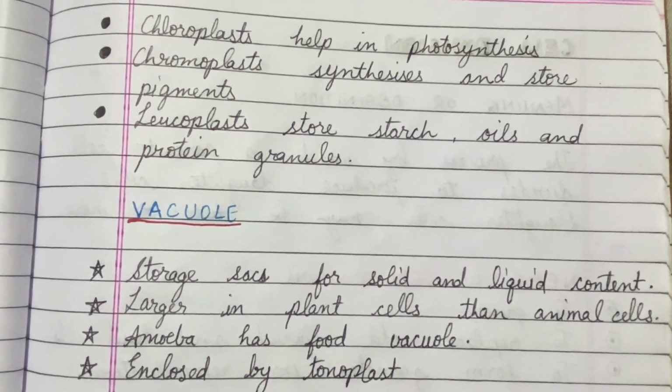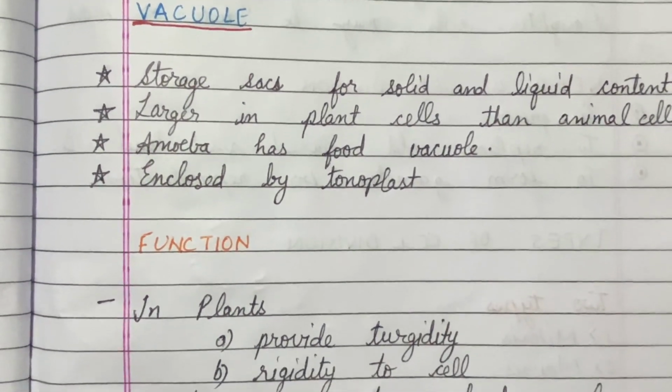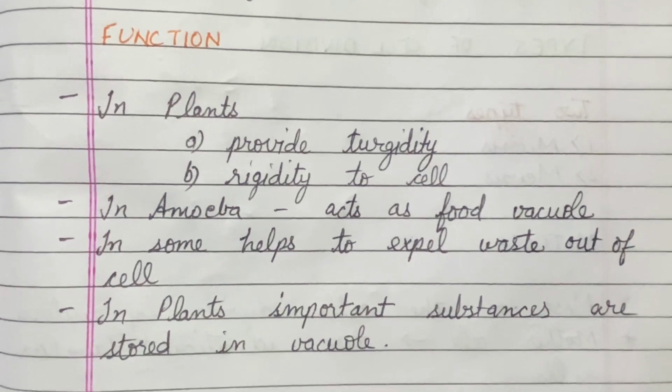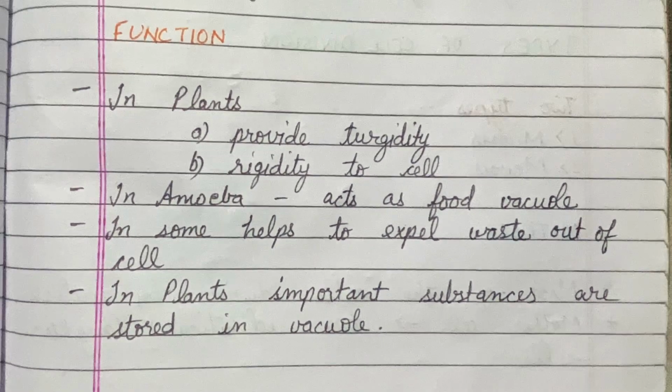Next cell organelle is vacuole. Vacuoles are the storage sacs for solid and liquid content. They are larger in plant cells than in animal cells. Vacuoles are enclosed in a single membrane which is called tonoplast. In amoeba, vacuoles are found as food vacuoles. Vacuoles' function in plant is they provide the rigidity to cell. In amoeba, it acts as a food vacuole. In some organisms, vacuole function to expel waste out of the cell. In plants, it stores important substances like various organic and inorganic molecules that are useful for the plant. Vacuoles also store water, protein, and sugars.